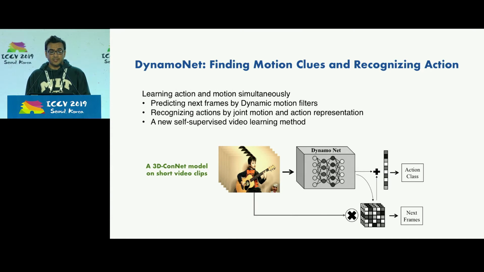So this is the method in which we are trying to learn the motion representation in the model by predicting future frames, and also jointly learning the action classification and predicting future frames. This is a self-supervised method since we predict the future frames on the fly by only seeing the short-term future samples.